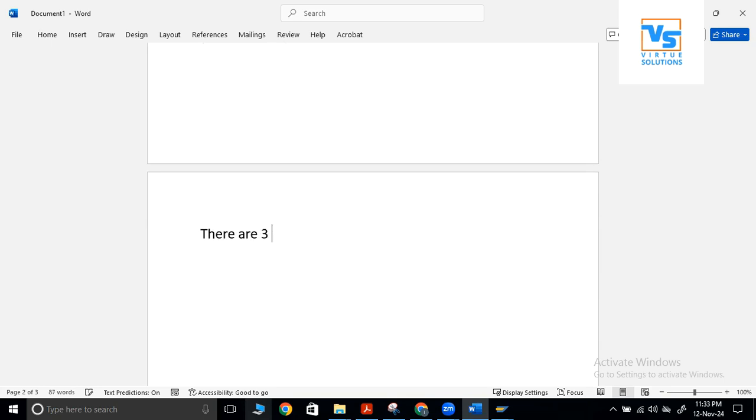There are three types of modules. Module means areas. Technical, functional, and techno-functional. Under technical, there are a couple of areas. ABAP is called ABAP. It stands for Advanced Business Application Programming Language.